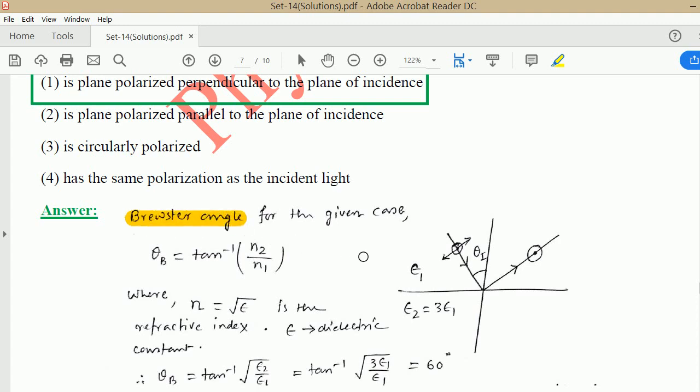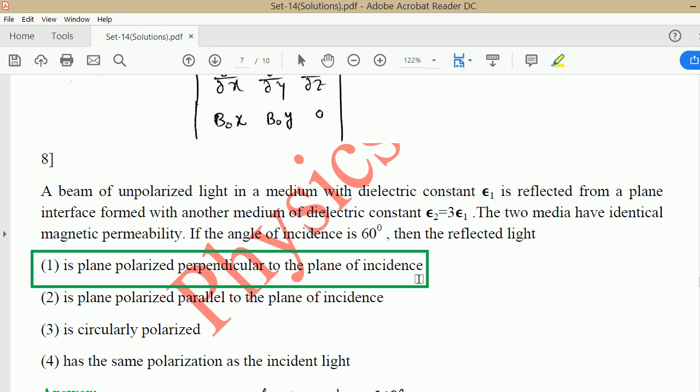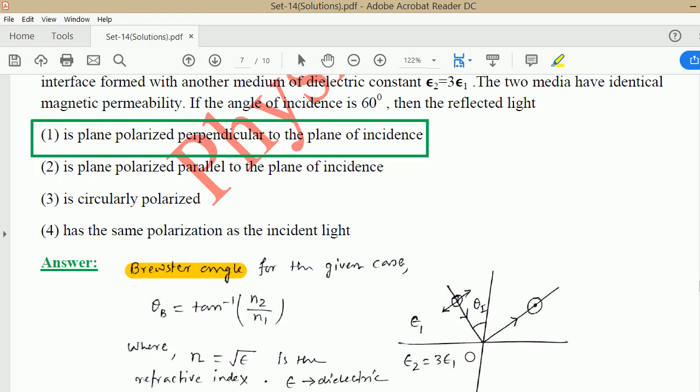So if unpolarized light is incident on some dielectric medium at the Brewster angle, then the reflected light is generally plane polarized, and its vibration is perpendicular to the plane of incidence. As you can see, unpolarized light has a parallel component as well as a perpendicular component, which is denoted by this dot, meaning the vibration is perpendicular to this page. Now when it is getting reflected, only the perpendicular component remains and the parallel component is discarded.